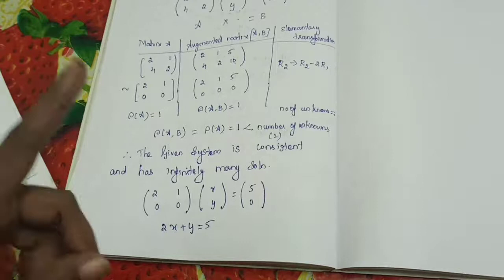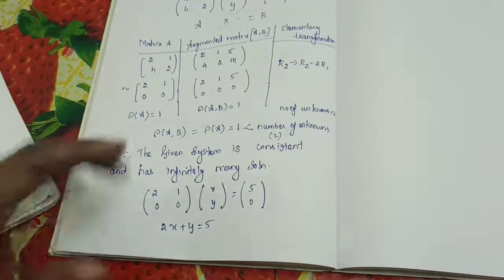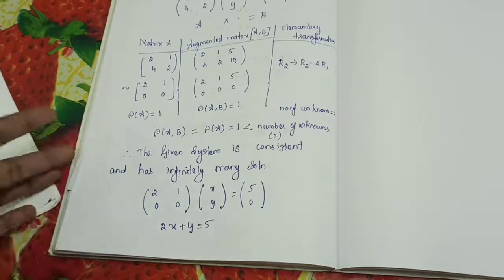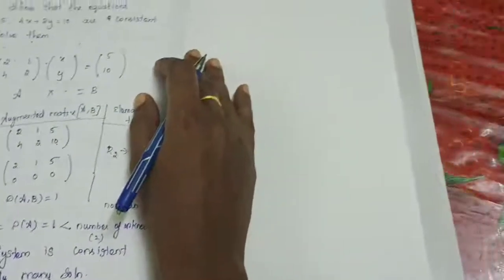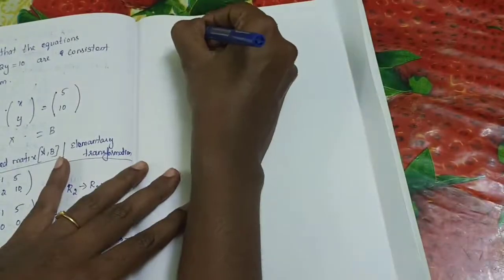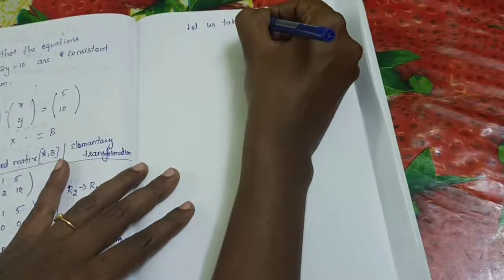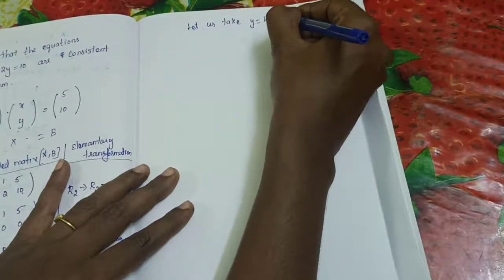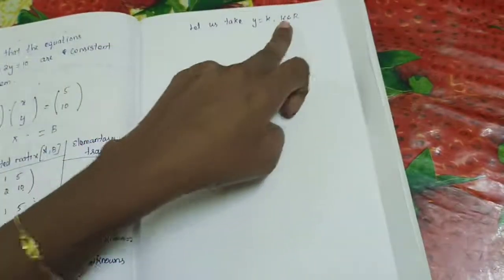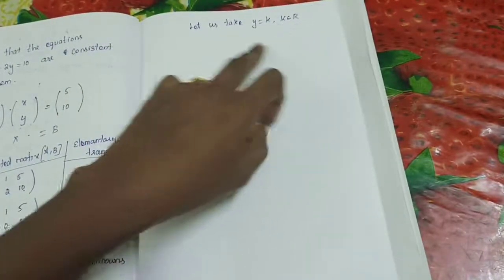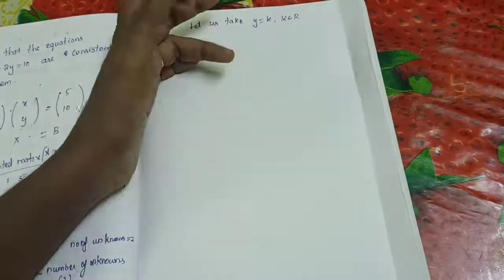So we can't find the value, because in the last problem we directly got the y value. Here only one equation is there. But we know the system is consistent and has infinitely many solutions. For that, what will you do? Let us take y is equal to k, where k belongs to R. K may be any number that belongs to R. You know what R is.